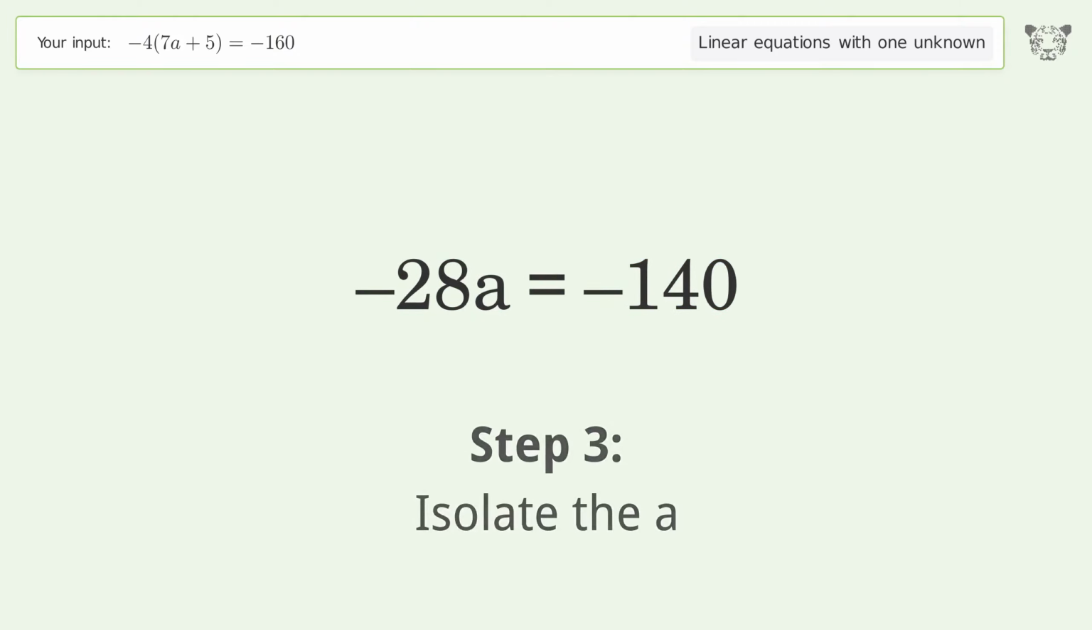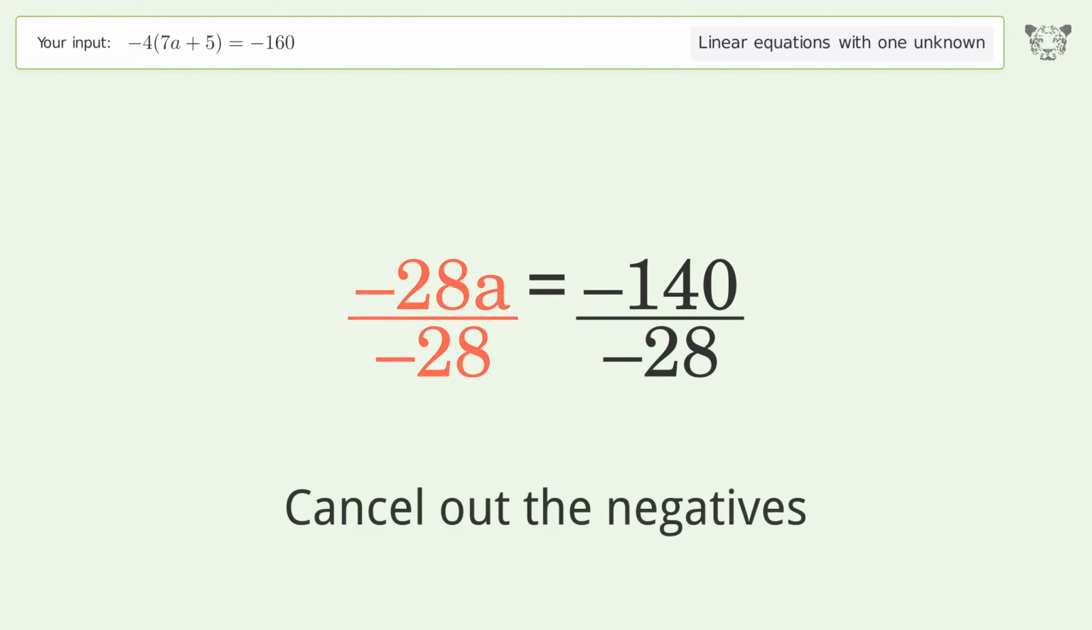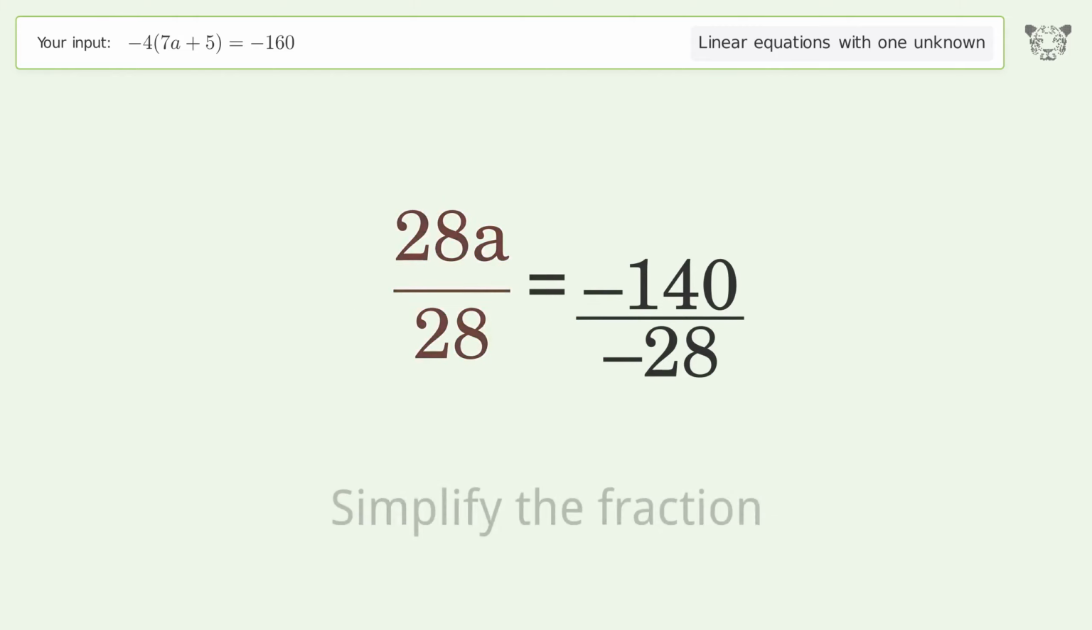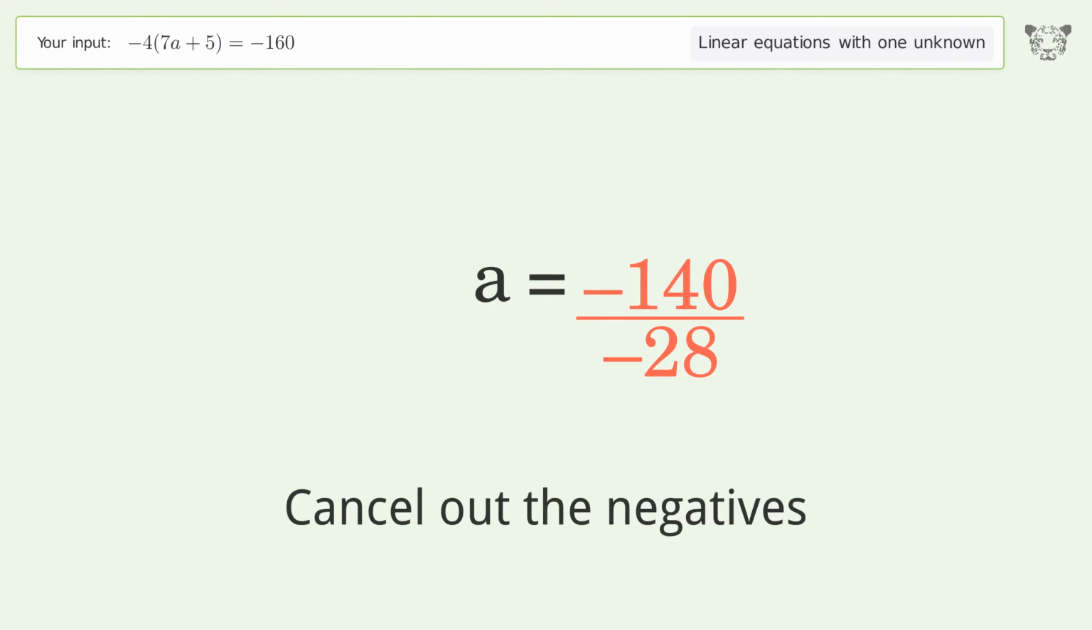Isolate the a. Divide both sides by negative 28. Cancel out the negatives. Simplify the fraction. Cancel out the negatives.